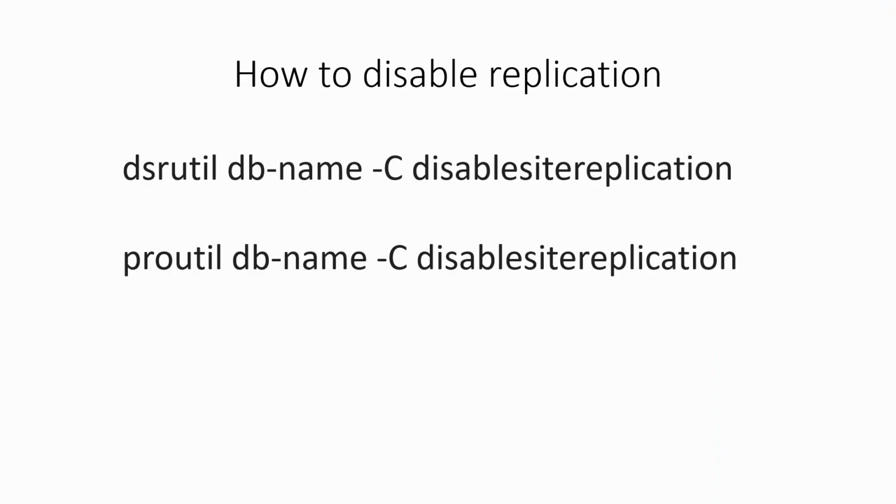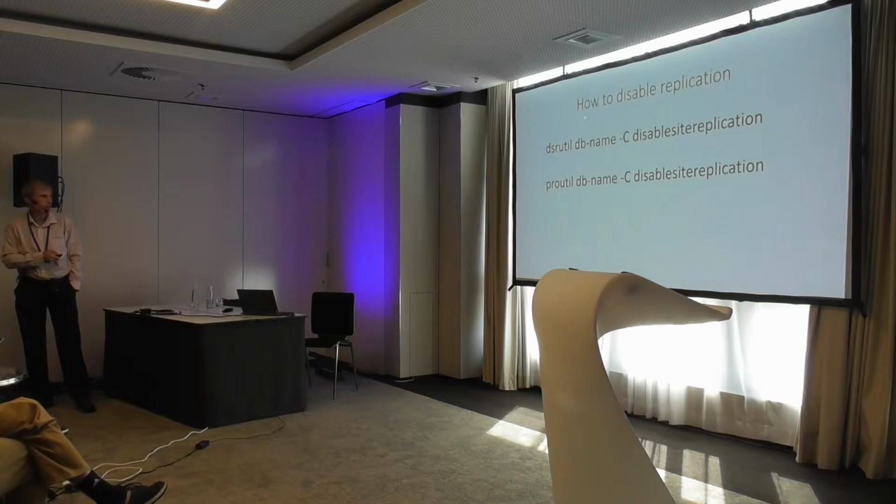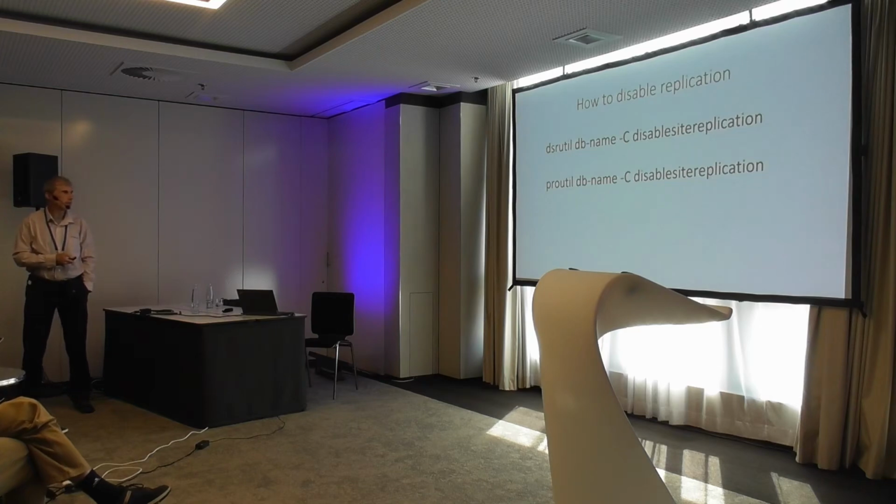How to disable replication. If you would like to disable replication, you will find two different commands, which is a little bit confusing as to which one you use. And a rule of thumb is very simple. If the database is running online, then you use dsrutil. If the database is not running, then you use proutil. So that's pretty easy.